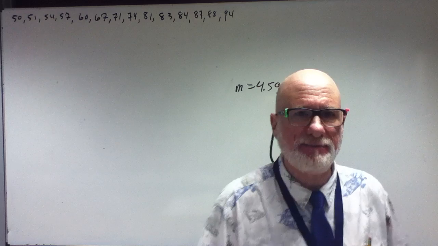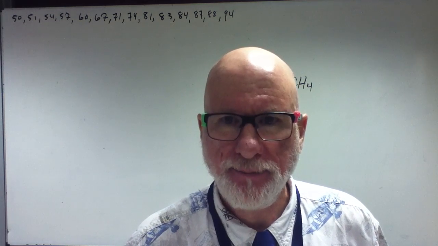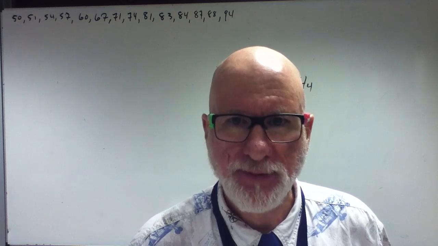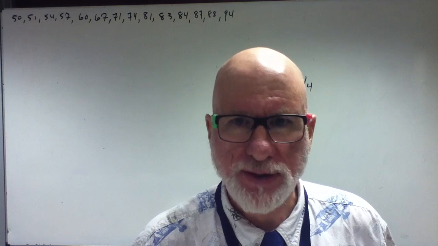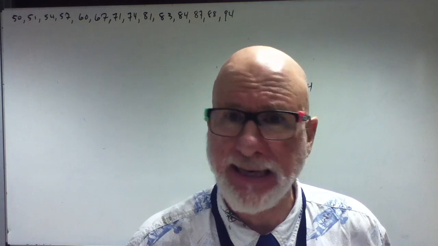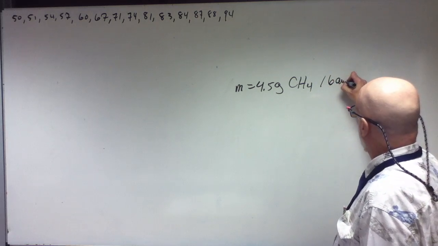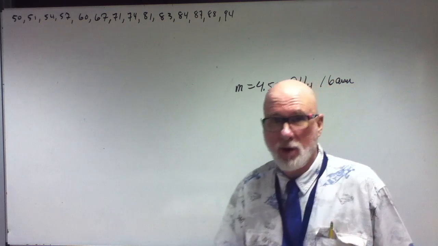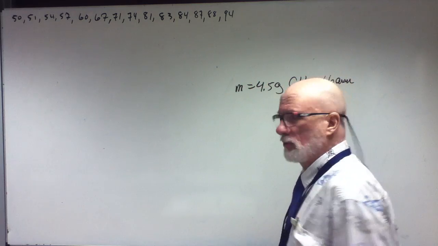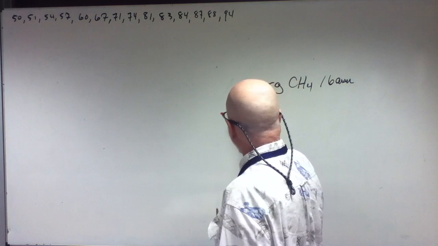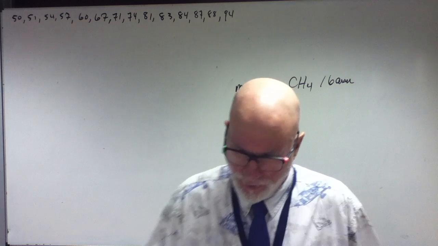What's the molar mass of methane? Quickly. Take your time. Carbon is 12, hydrogen is 1, 4 times 1 is 4, plus 12 is 16. That's absolutely correct. Well done. So 16, right? The molar mass would be 16 grams, correct? Excellent. Okay, good. The pressure, volume, and temperature would be what?